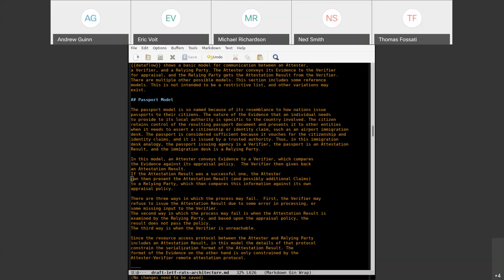Passport, attestation results. Close number 167.